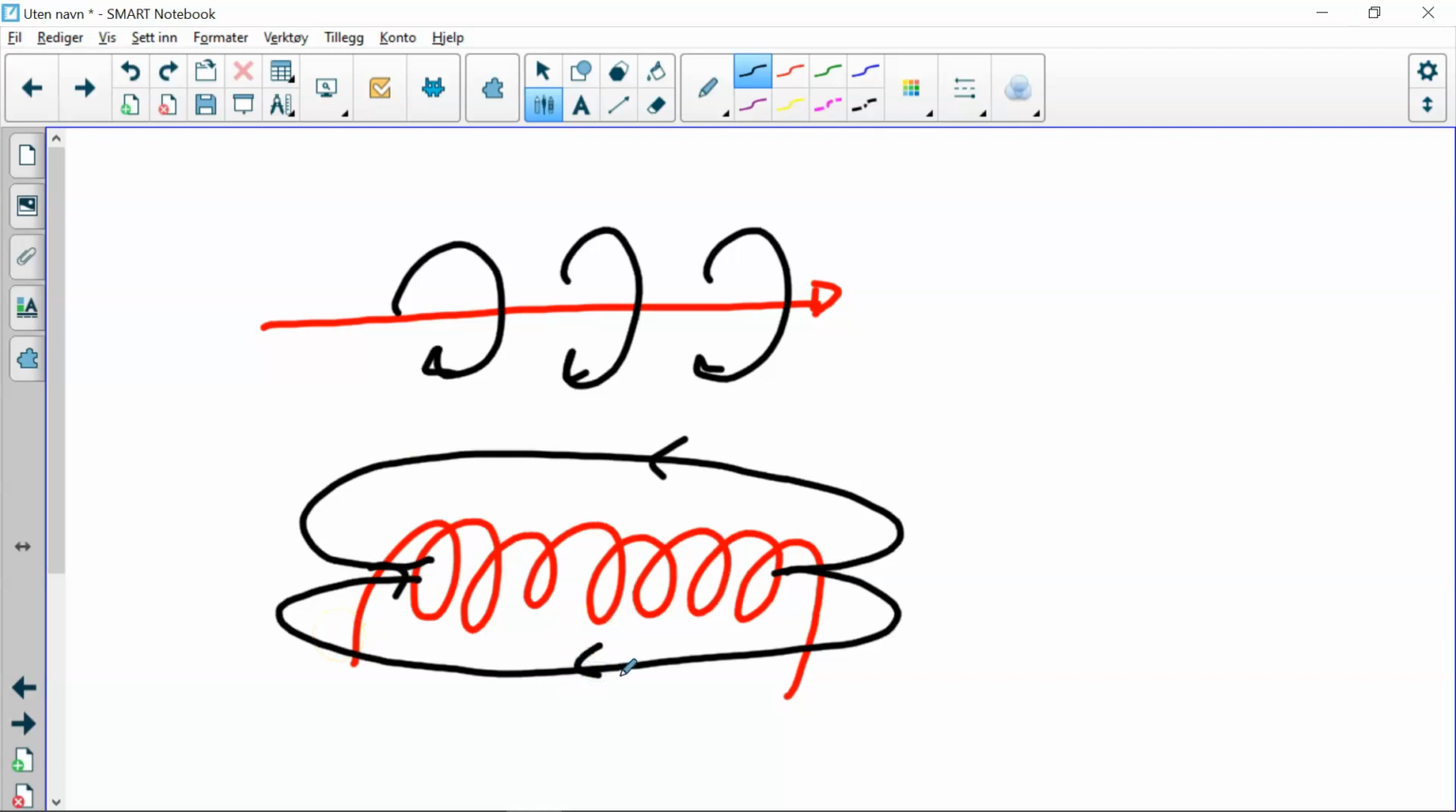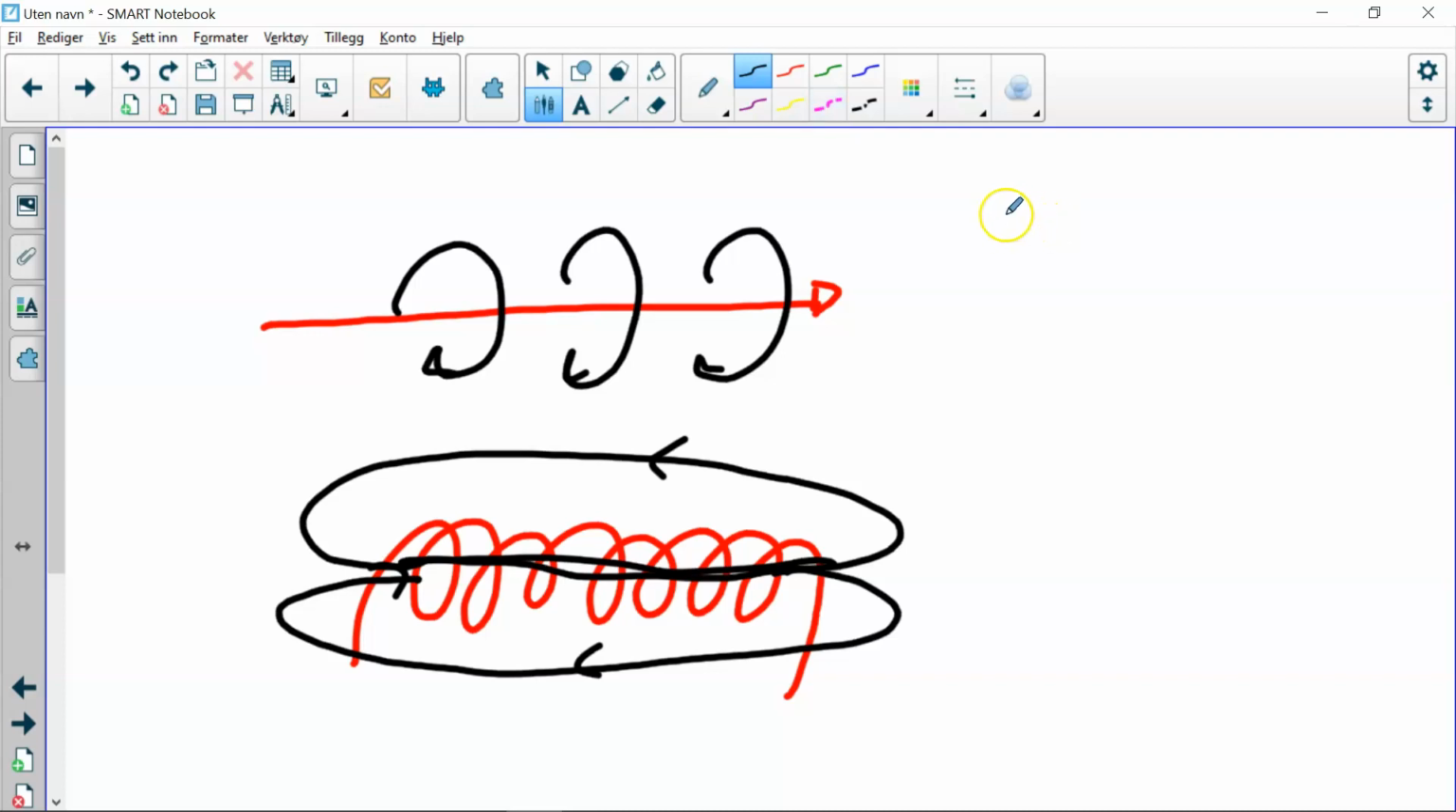So they add up to make a larger magnetic field around it, and also it takes some energy to build the magnetic field, and it also takes some energy to tear it down again when the current stops or when the current turns around. So an inductor will oppose the change of current.